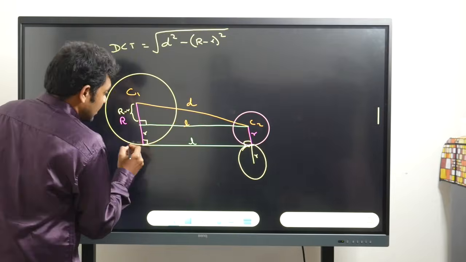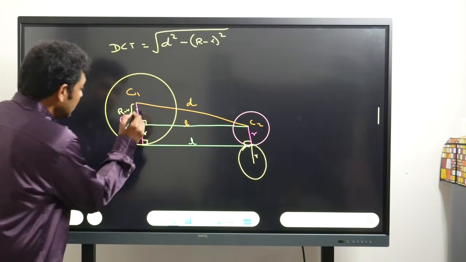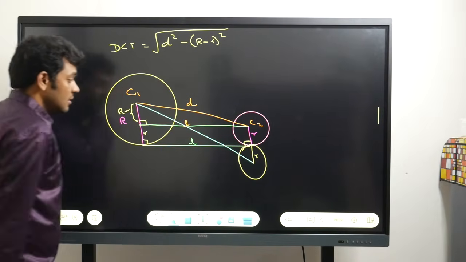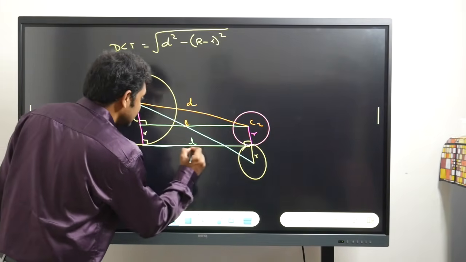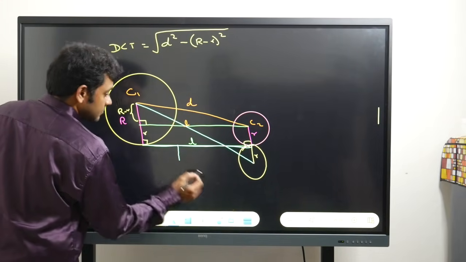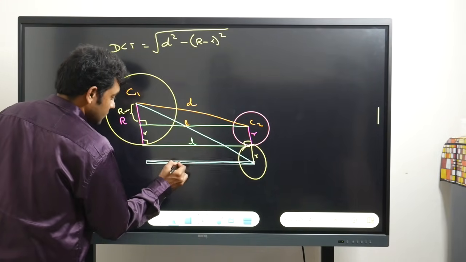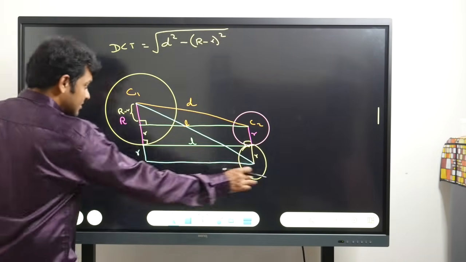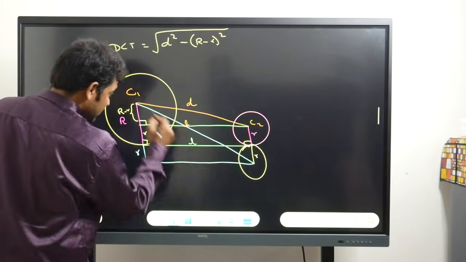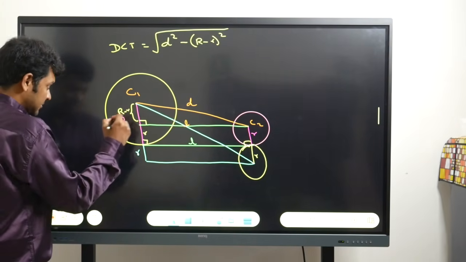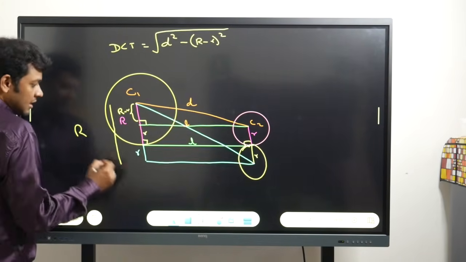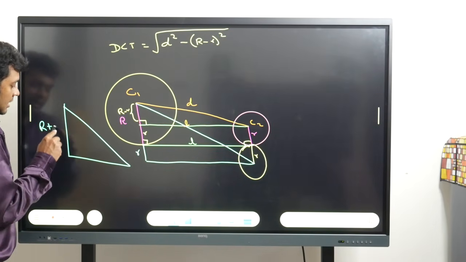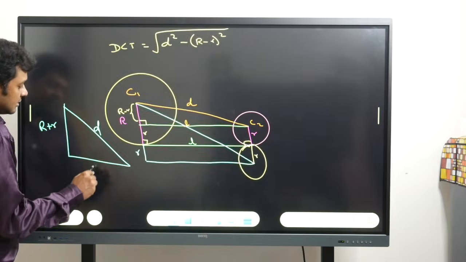Now the transverse common tangent, this is the transverse common tangent L. Now what will the distance between the centers squared become? Here we have to project this line to the bottom, over here, such that this will become small r. So now in this triangle, this total length is capital R plus small r. So it's a bigger right angle triangle. This will become R plus r. This is my d. This is my L.